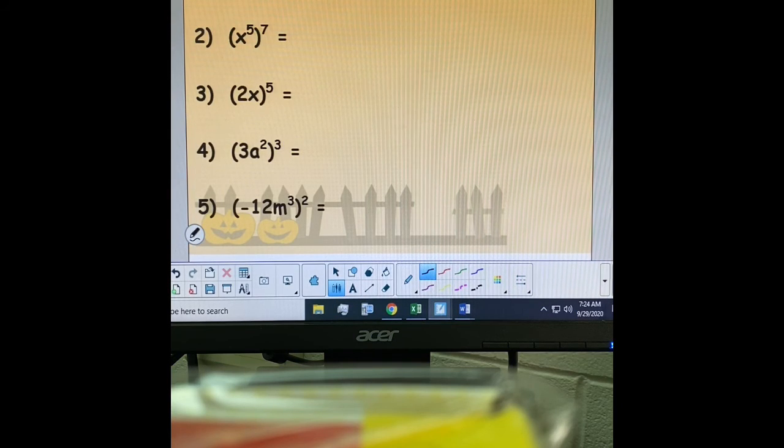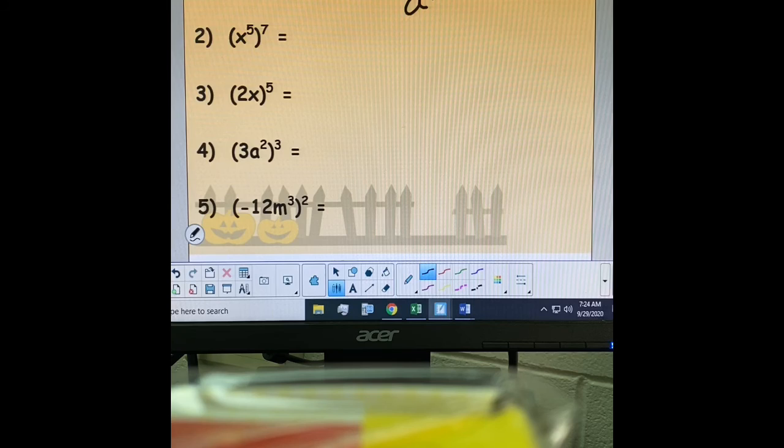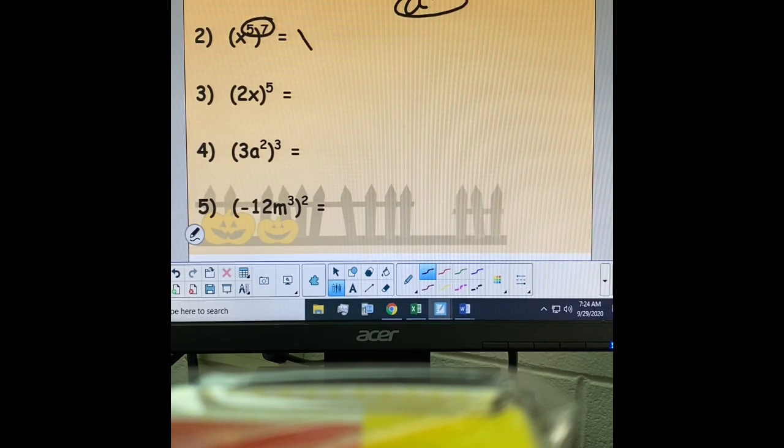The answer to number 1 is a to the 12th. That got cut off, I apologize. A to the 3rd to the 4th is a to the 12th. X to the 5th to the 7th is x to the 35th.